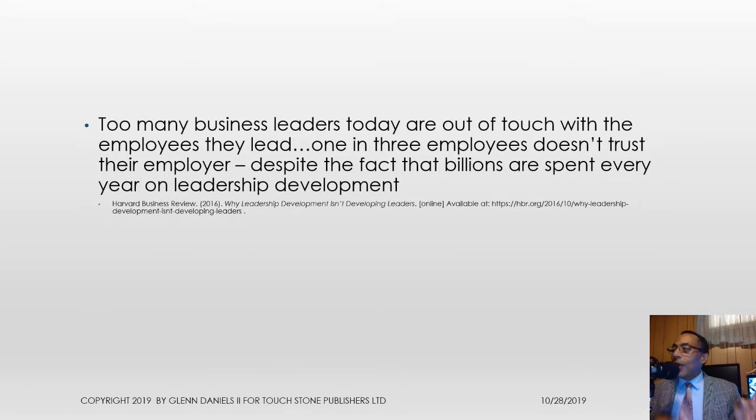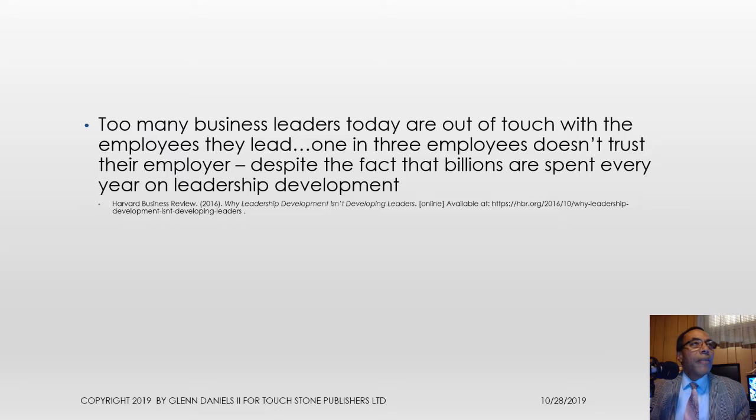Let me share with you this quote from Harvard Business Review. Too many business leaders today are out of touch with the employees they lead. Too many of you are out of touch with the employees you lead. You're not connected. You don't know them. And this leads to this: 1 in 3 employees doesn't trust their employer. And if you're lucky, it's only 1 in 3. And this is happening despite the fact that we're spending billions of dollars every year on leadership training. Too many of you are out of touch with the employees, and you have to get past that.